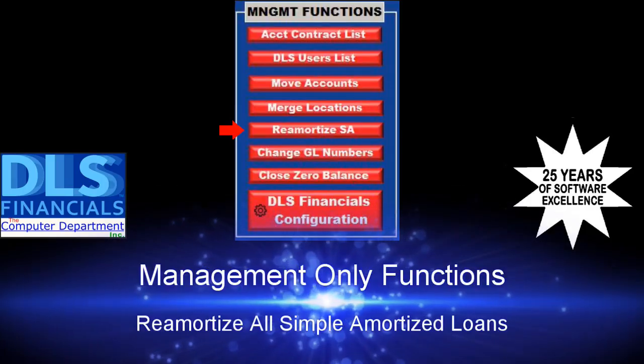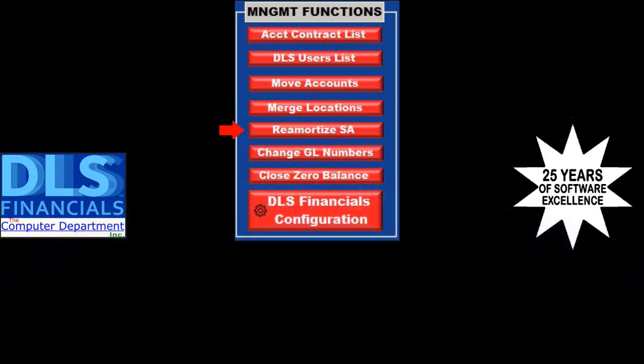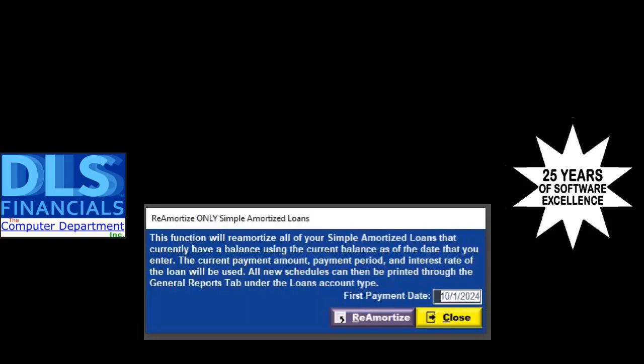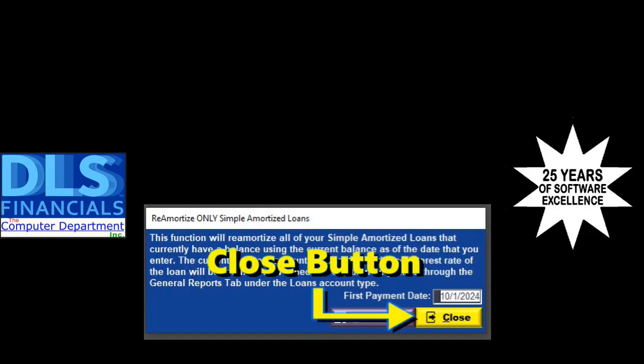Simple amortized loan types only have suggested payment schedules assigned to them. As a location makes transactions that don't match the date and amount on the schedule, the balance starts to become skewed, and the interest calculation doesn't match very well. When this happens, about once a year, the schedules can be reamortized using the current balance of the loan. Enter the date that you want the first payment to be scheduled for on all the schedules, and click on the Reamortize button to start the process on all simple amortized loans only. If you decide not to process the reamortization, then click on the Close/Cancel button to exit the form.